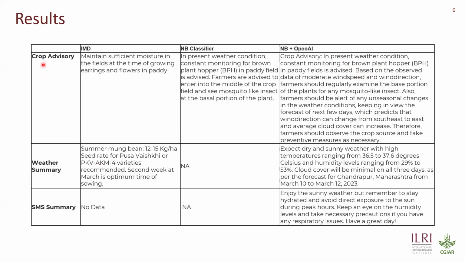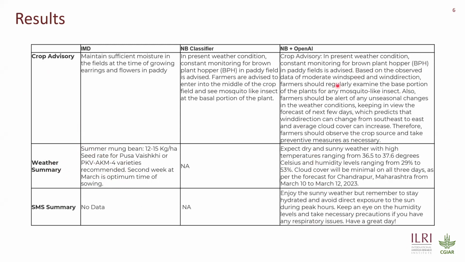Similarly, in the same advisory, there was something called a weather summary. Like if you go to the Meghdoot app, it also contains a small weather summary. And when we compared what IMD had given, it didn't give an actual weather summary, whereas OpenAI gave a much nicer weather summary for the farmer.